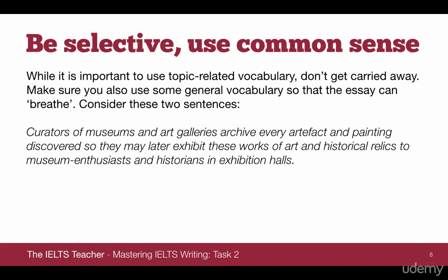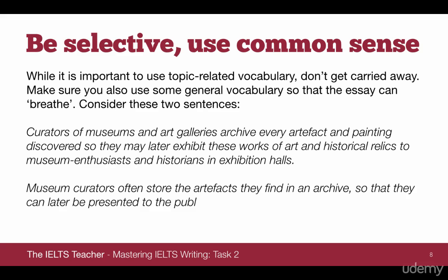Now, after a deep breath, let's have a look at the second sentence. Museum curators often store the artifacts they find in an archive so that they can later be presented to the public in exhibitions. Yes, this second sentence does have more general vocabulary, things like the public rather than museum enthusiasts and historians. But it allows the sentence to breathe. Okay, so you need to find the balance between topic-related vocabulary and natural fluency. That takes a bit of practice, but it's a start to start thinking about topic-related vocabulary, trying to use a little bit more in your essays, but try not to get carried away.